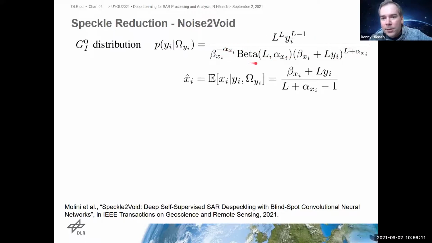Now the problem, or the nice thing, let's start with the nice thing. The nice thing about this distribution is that we can actually estimate the denoised version of a speckled pixel. So given the speckled version of my image, right, the neighborhood and the pixel value, I can estimate the despeckled version of this pixel value in closed form. The only problem is I need to know those two parameters, right, of my statistical distribution. And of course, I do not know them. They depend on the neighborhood.